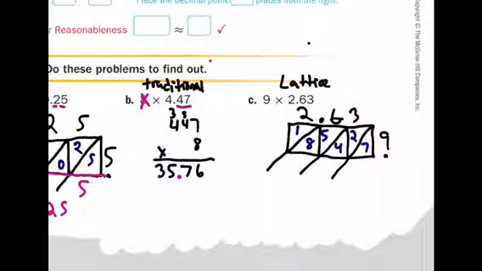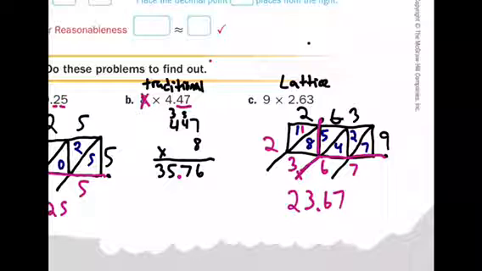And then I'm going to add my diagonals. 7, 6, 13, 2. And I get 2, 3, 6, 7 as my digits. Now remember how the decimals meet. This one only goes down. This one only goes over. And where they meet, take that diagonal line down. And you get 23 and 67 hundredths.